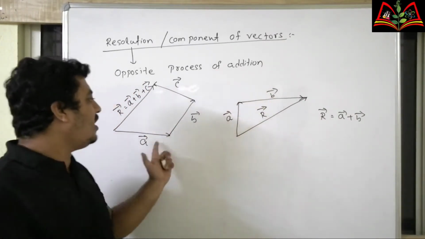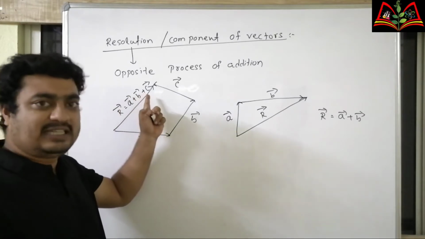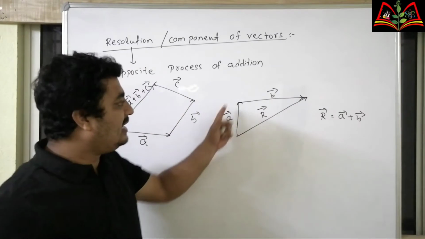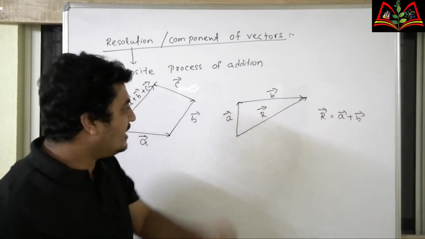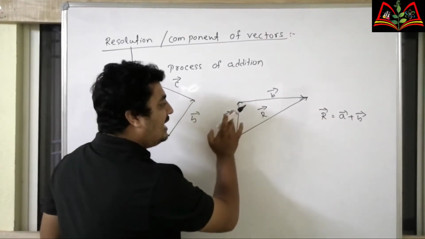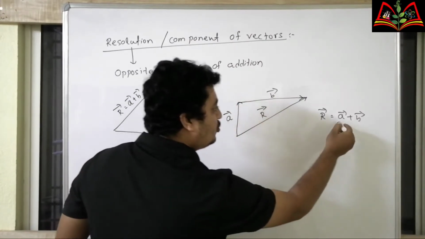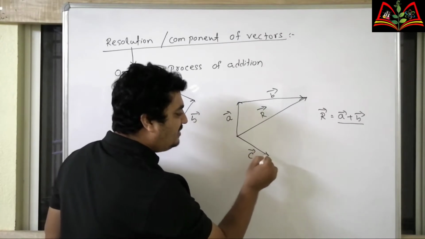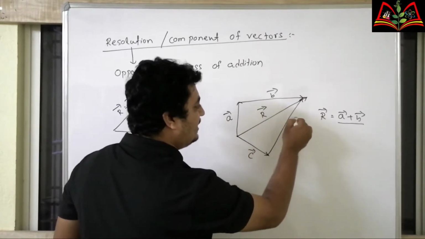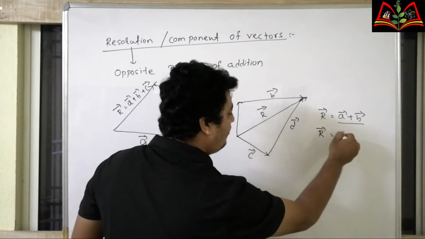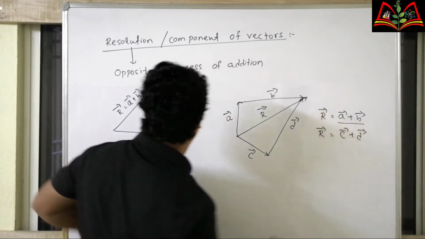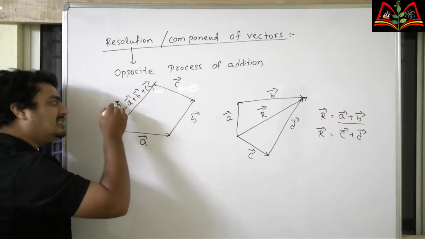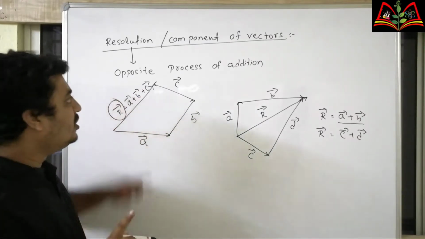So, resolution is just the opposite process of addition of vectors. In addition, a number of vectors are represented as a single vector. In resolution, a single vector is broken into a number of vectors. Now, here we can write R equal to A plus B. So, A and B are the resolutions of R. Now, if this vector is C, this vector is D, then also we can write R equal to C plus D.